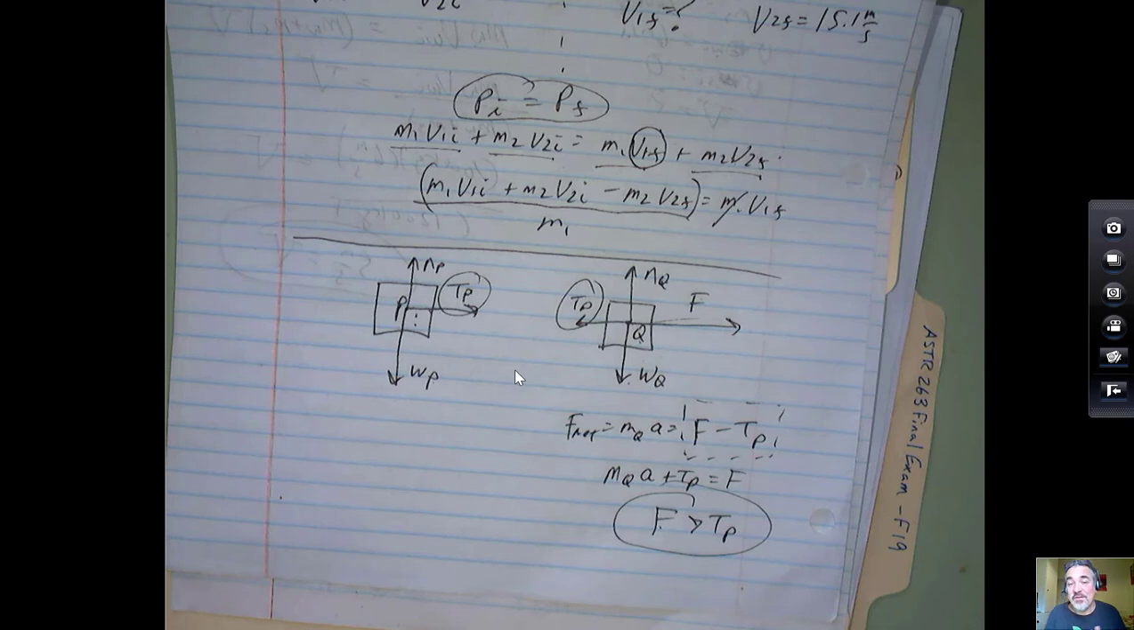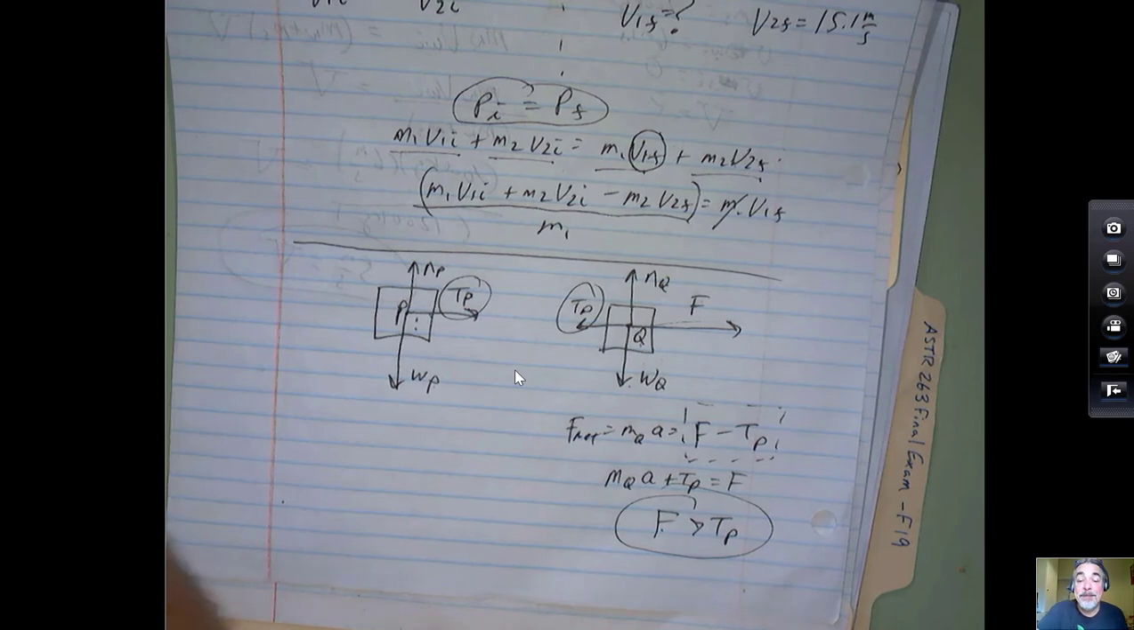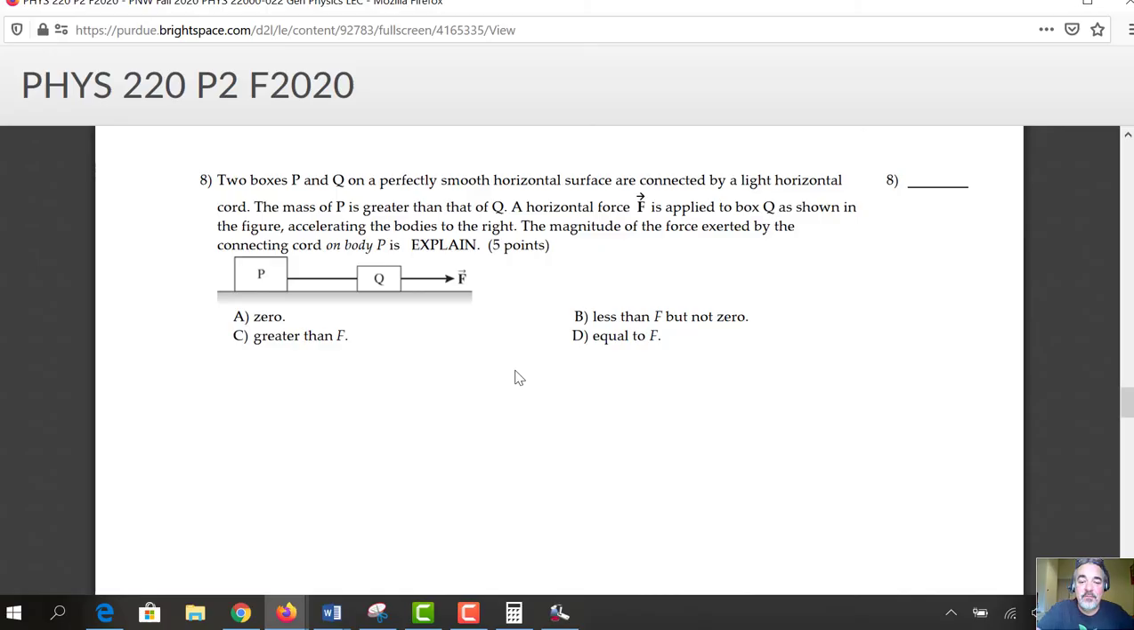So what we did was just look at free body diagrams and try to figure out how those forces are related to each other. You can't really just guess. You've got to come up with some way of justifying your answer. Okay? Let's look at the next one. Okay, so that's choice B here, less than F but non-zero.